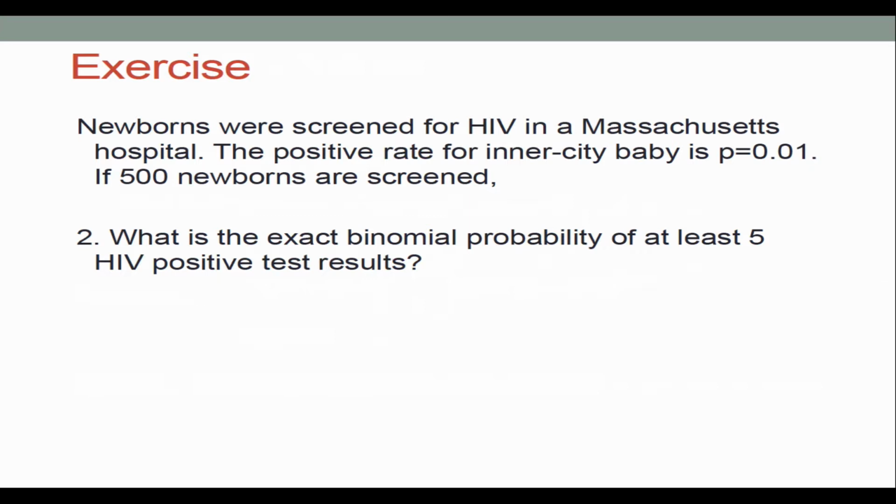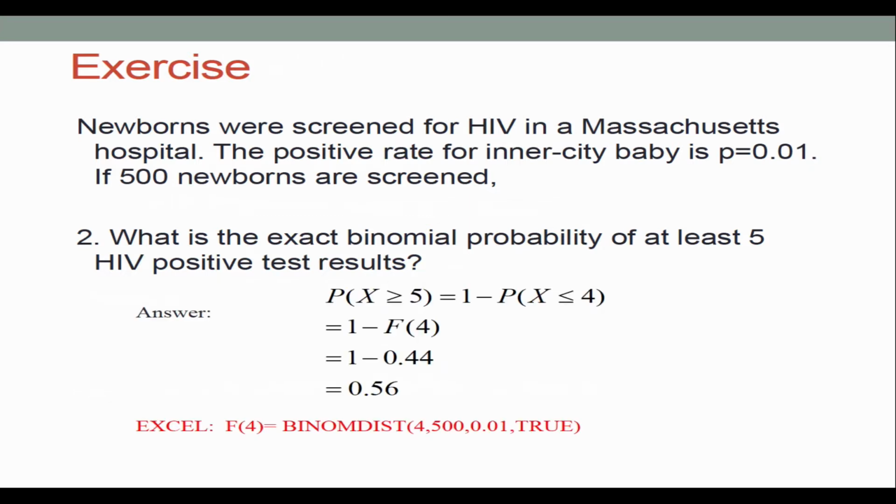What's the second question? What's the exact binomial probability of at least 5 HIV positive test results? We're still using X as the number of HIV positive test results. Here, we are asking at least 5. That is the probability of X greater or equal than 5, right? We need to calculate this probability. For this probability, you see this number could be from 5 up to 500. It's impossible that you're going to enumerate the probability in this way.